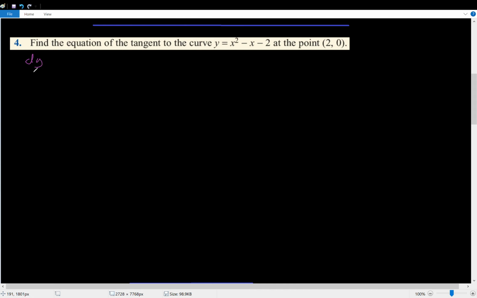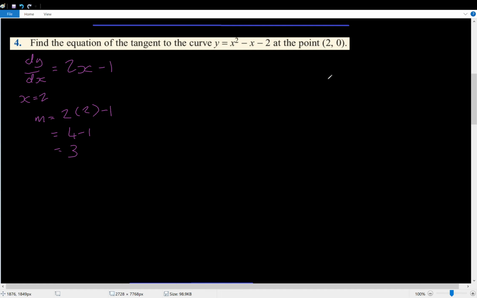So our dy dx from this is going to be equal to 2x minus 1. We just differentiated y. And now what we're going to do is we're going to say that x is equal to 2, because we need the slope of the tangent to the curve at the point 2, 0. In other words, when x is equal to 2. So when x is equal to 2, m is equal to 2 times 2 minus 1, which is 4 minus 1, which is equal to 3. So we have our slope of 3.